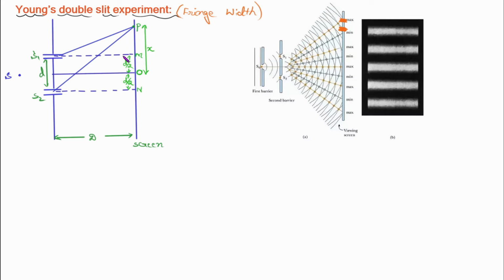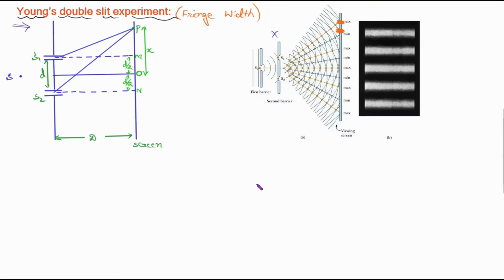Fine. And draw the perpendiculars from the slits. This is M and this is N. The distance between MO is d by 2 because that is the half of the slit distance and NO is also d by 2. This is about the consideration and figure. In exam you need to write this figure, not this one. This I have written just for the sake of understanding.